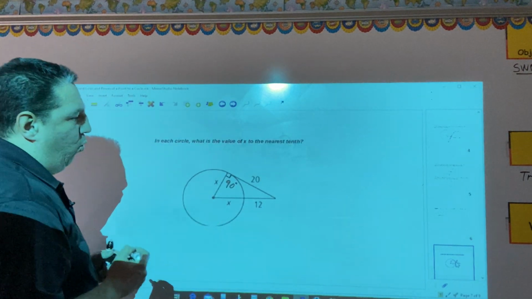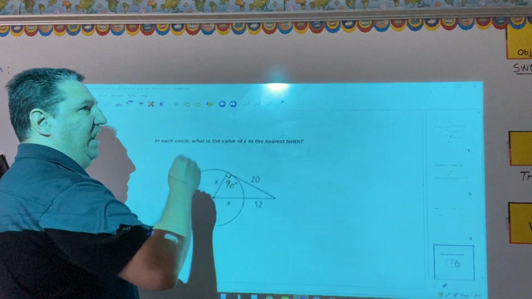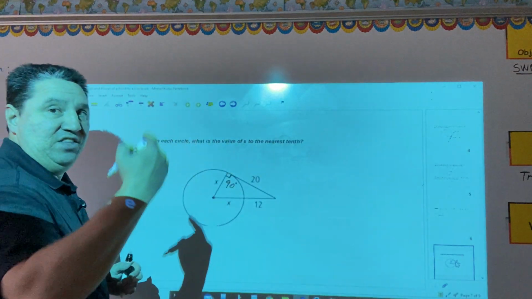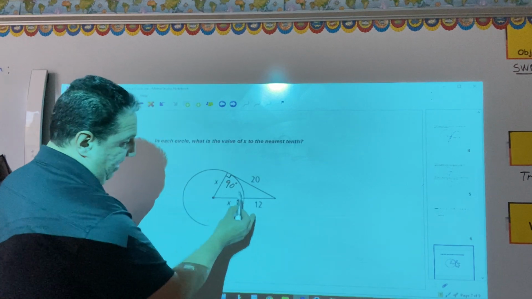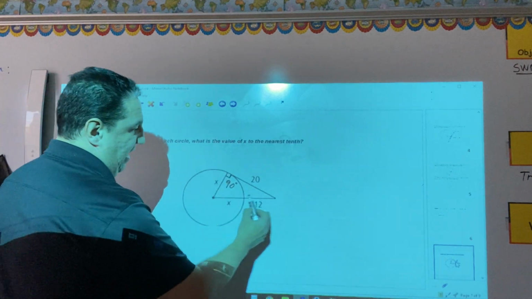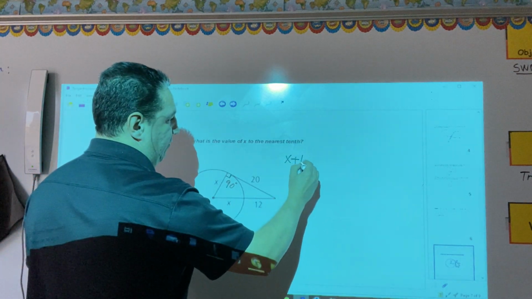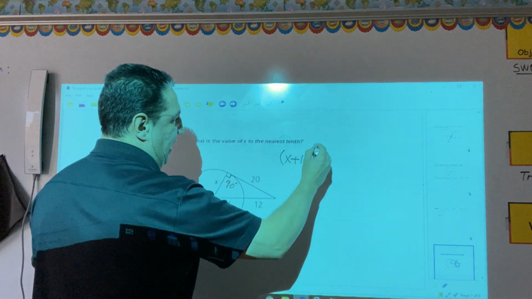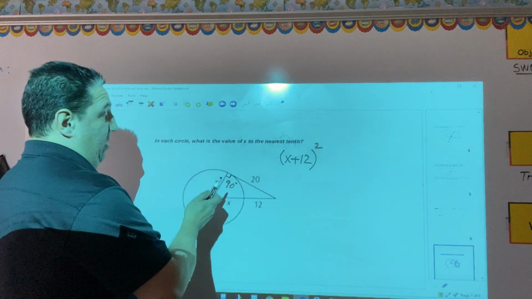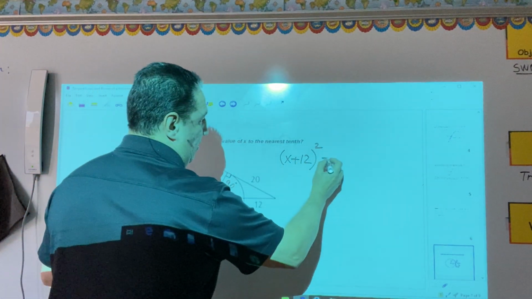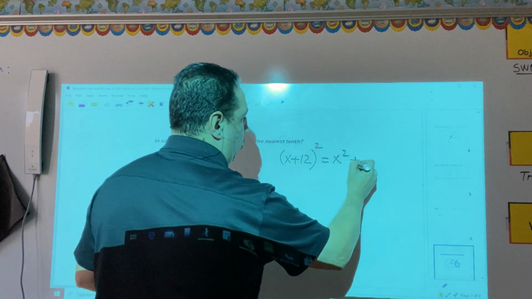So, first we know the sum of the squares of the legs equals the square of the hypotenuse. The hypotenuse would be this side, because it's opposite to the right angle. This side would be x plus 12, and we have to square x plus 12. Then one leg is x, so x squared, and the other leg is 20, so 20 squared.